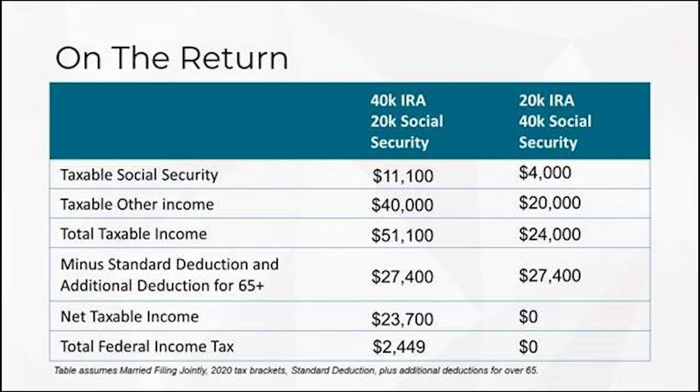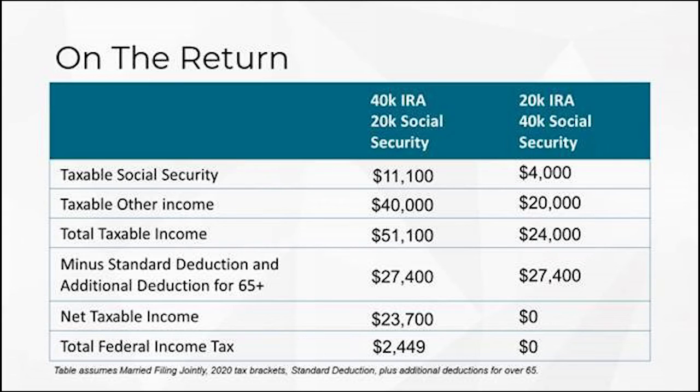And when we bring these examples onto the return, here's what it looks like. That $40,000 of IRA withdrawal plus $20,000 of Social Security creates $11,100 of taxable Social Security. We add it to the IRA withdrawal, and we get total taxable income of $51,100. We subtract out the standard deduction plus the additional deduction for over 65, and we end up with $27,400 of deductions, and our net taxable income is $23,700.